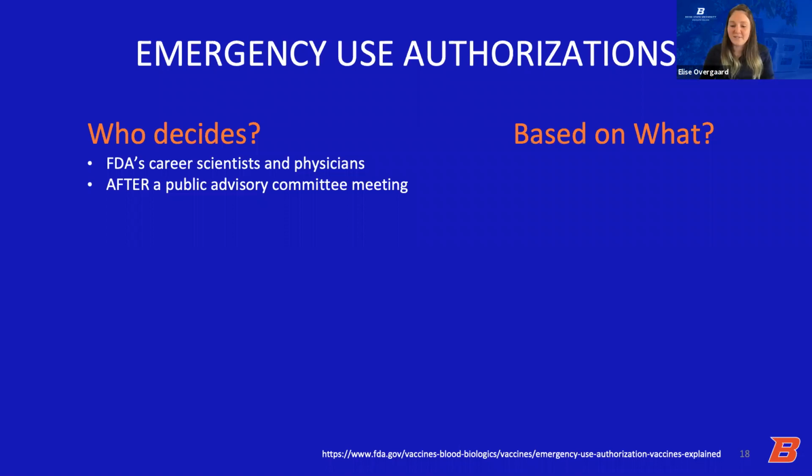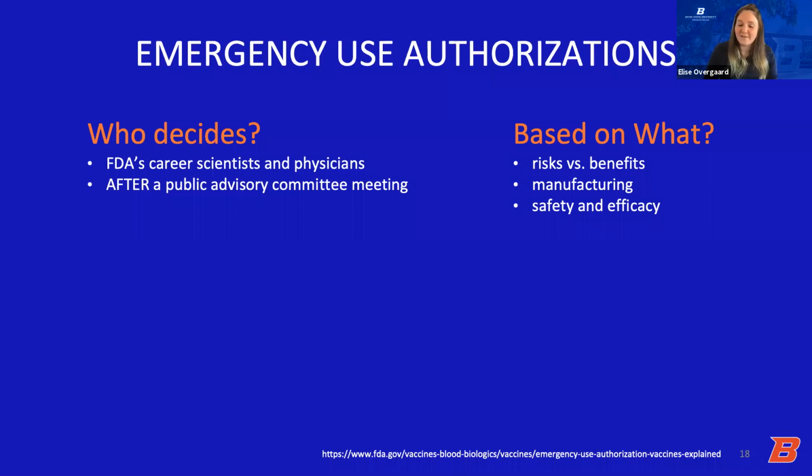Okay, so that's who's deciding, but what do they base their decision on? They basically have to prove that the known and potential benefits of the vaccine outweigh the known and potential risks of the vaccine. They look at the chemistry of the compound, the manufacturing, all of the safety controls that are in place to make sure that the vaccine is being made with high quality and high consistency. And then they also consider whatever safety and efficacy data is available at that point.